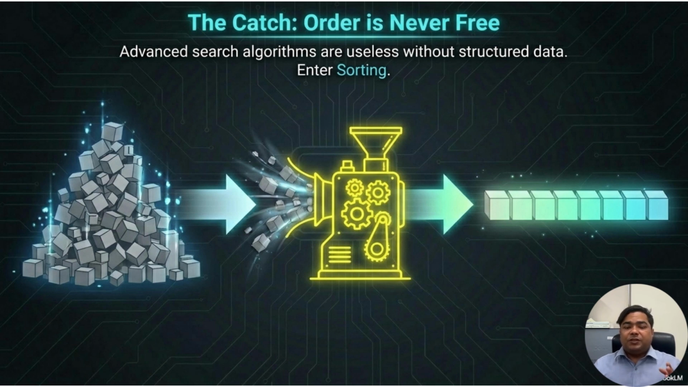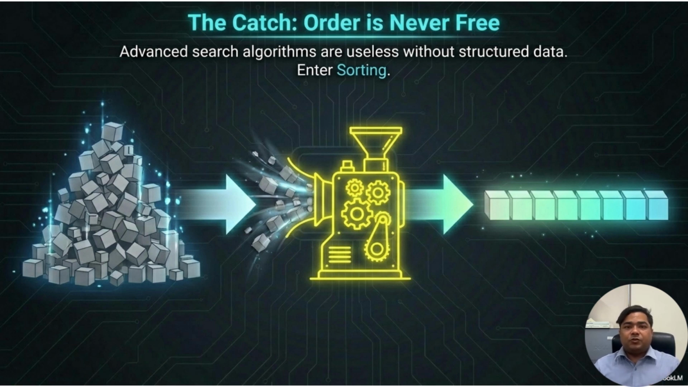Look at the visual on the slide. On the left side, the data is chaotic. The blocks are not arranged. Then the data passes through a machine like process. That machine represents sorting. Finally, on the right side, the data becomes organized. So sorting is like preparing the data for faster future access.